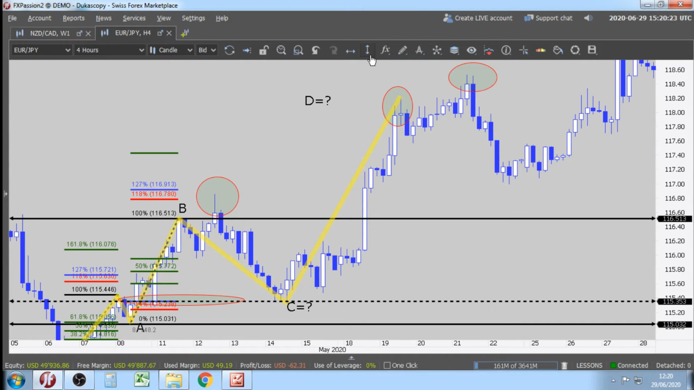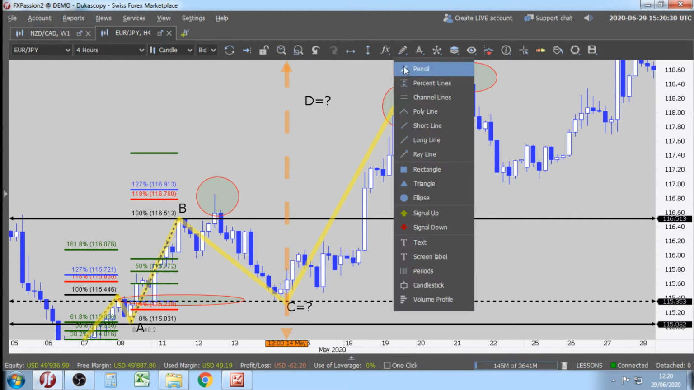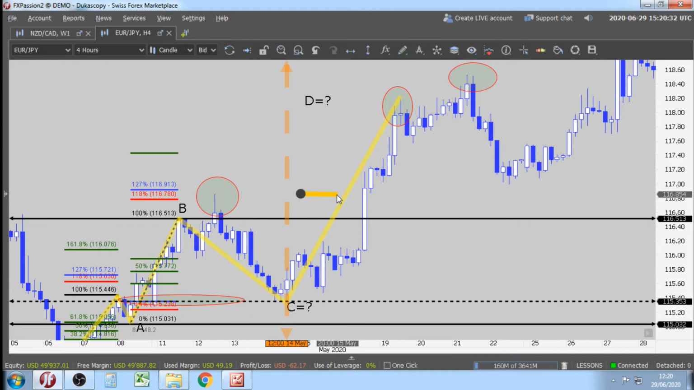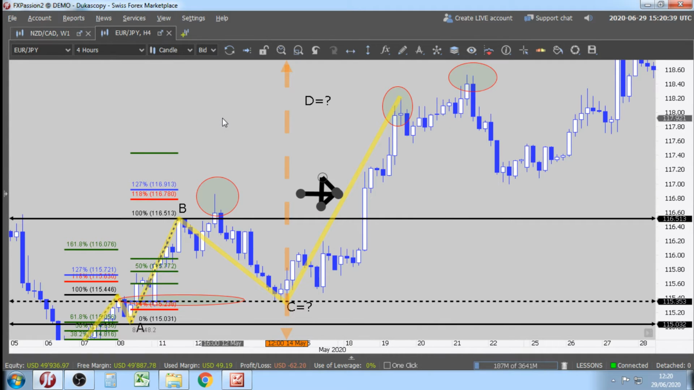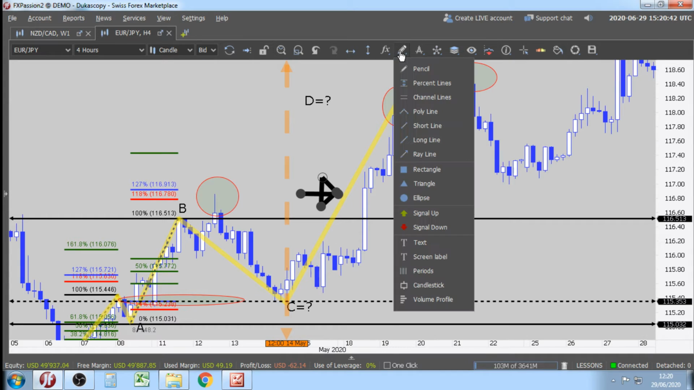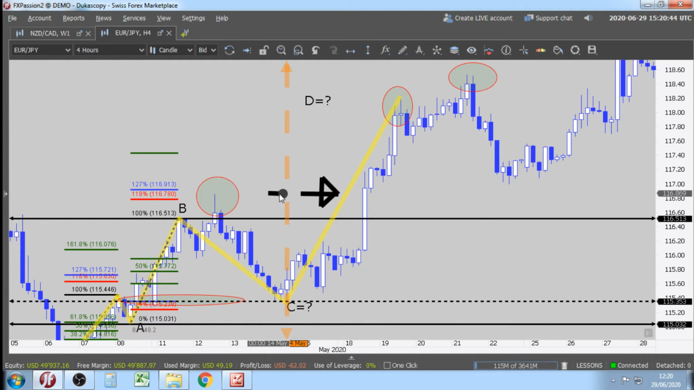Everybody, this is a beginner mistake. The D extension by rule must happen after the C. Fibonacci is a sequence. When you find the C, the D must be after the C. It cannot be before. The D extension is after the C, always.